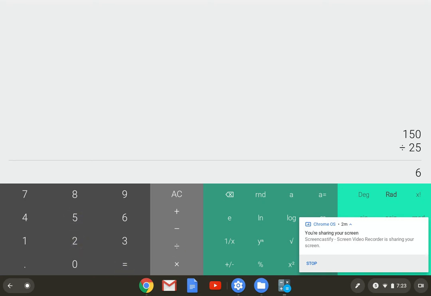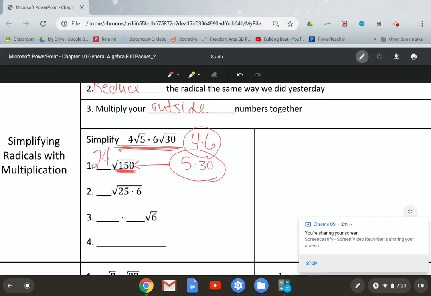Now, why did we pick 25? Because 25 is a perfect square root. So we bring down a perfect square, bring down that 24. 150 becomes 25 and 6. Now what we need to do, guys, is take the square root of this 25. So bring down that 24 again. The square root of 25 is 5, and the 6 stays trapped inside.